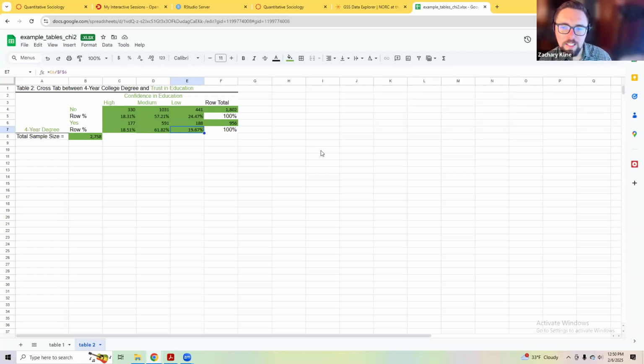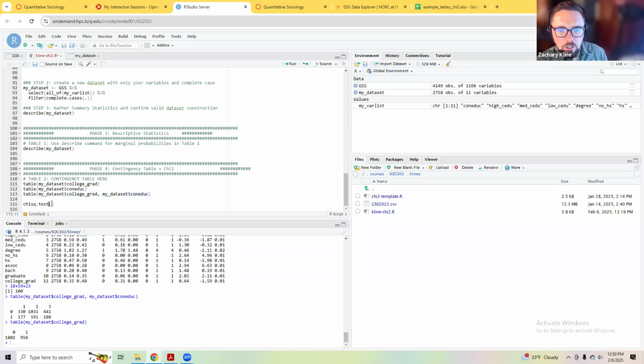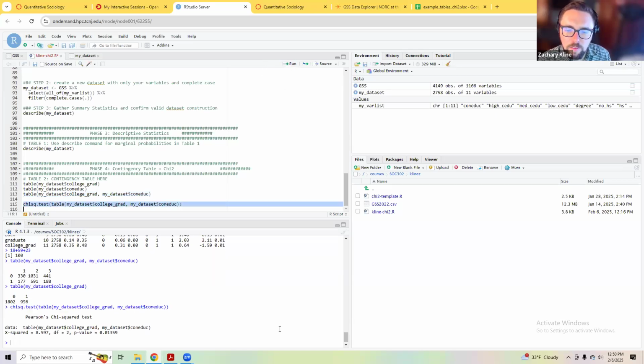When we test whether this relationship is statistically significant, what this is going to tell us is how confident we are that these differences we're seeing in our sample are actually existing, that there's actually a difference in the population. And we do that with the chi-squared test. And the beauty of the chi-squared test, we just throw the table right inside of it. And what this is saying here is P equals 0.01.